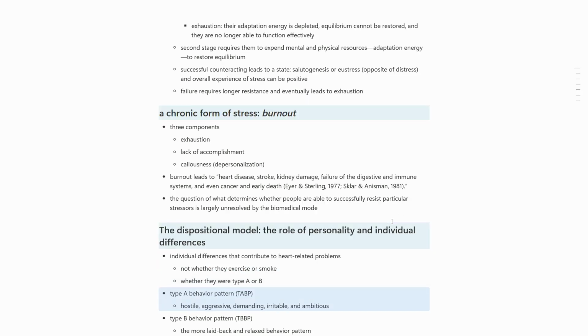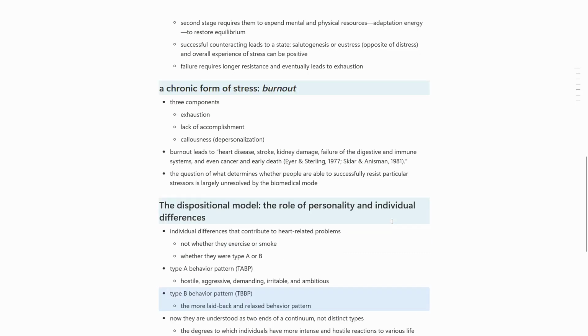Type A refers to a behavior pattern that is associated with hostility, aggressiveness, demandingness, irritability, and ambitiousness. Okay, so when people easily get hostile, aggressive, or when they are demanding, irritable, or ambitious, then you can say that the person has a type A behavior pattern, or in short, TABP. Another individual difference or disposition is the type B behavior pattern. With TBBP, individuals would be more laid back and relaxed.